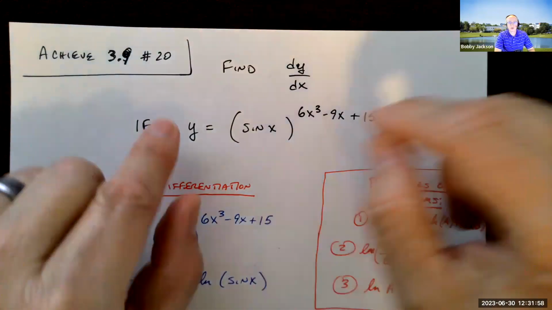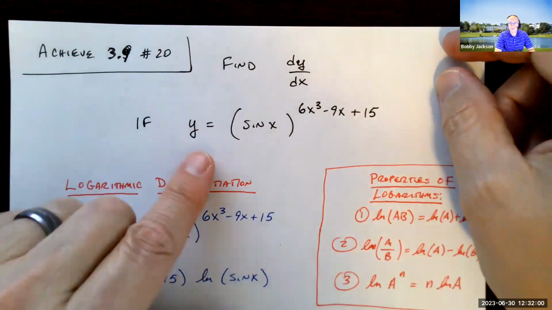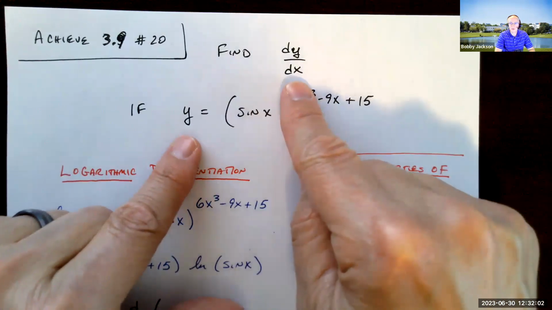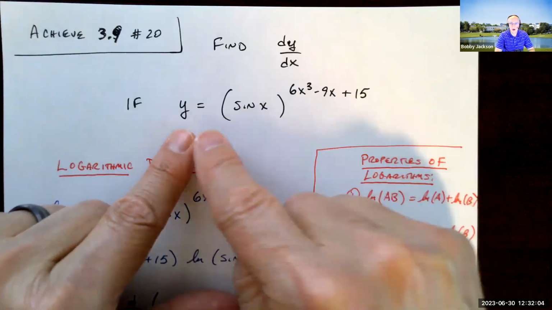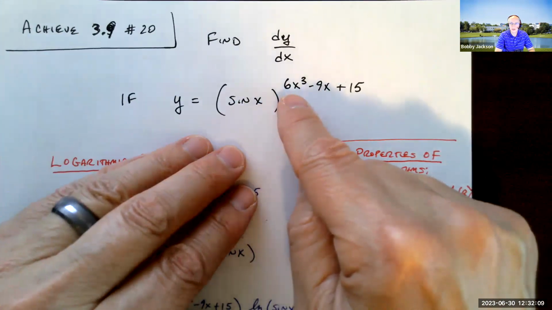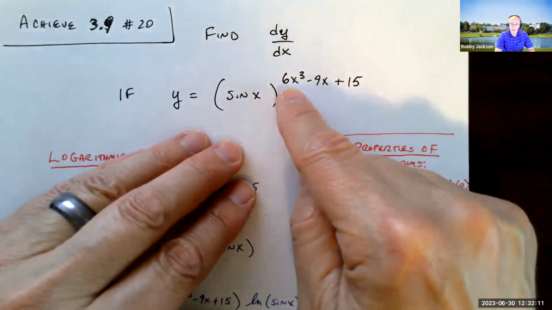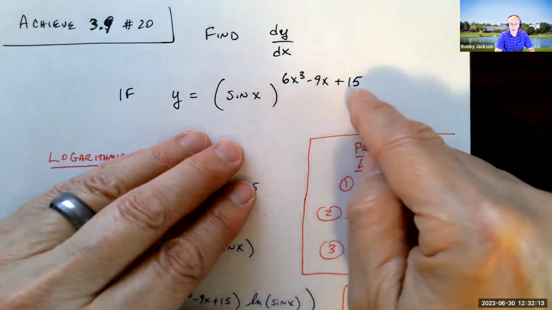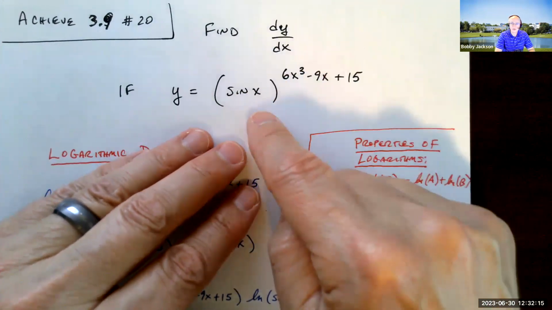Hey everyone, we're going to look at number 20 in section 3.9. Find the derivative of y with respect to x if y is this crazy looking function. This is the sine of x raised to the power of 6x cubed minus 9x plus 15. Okay, crazy looking function here.